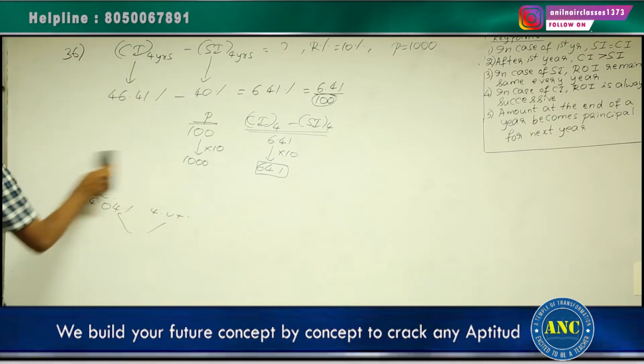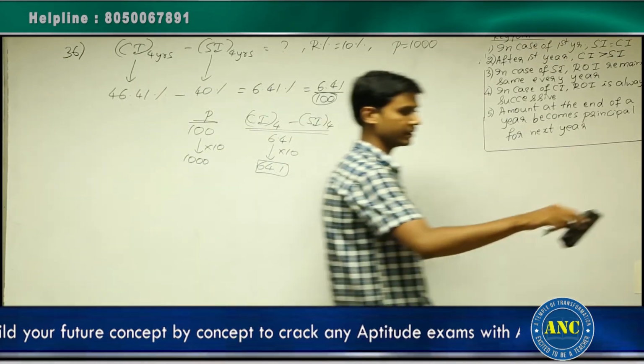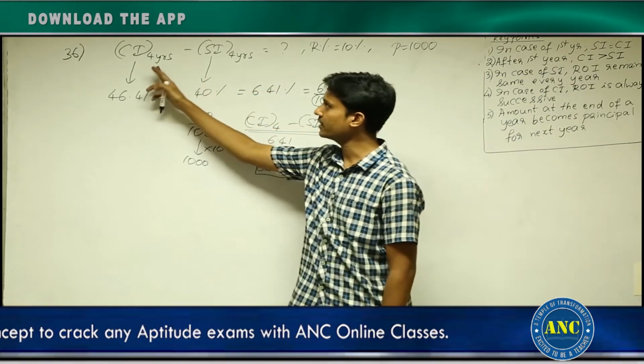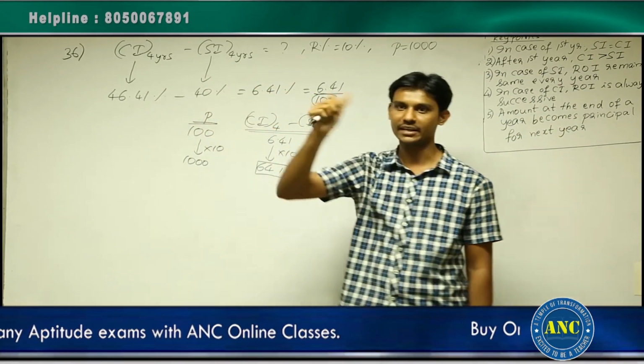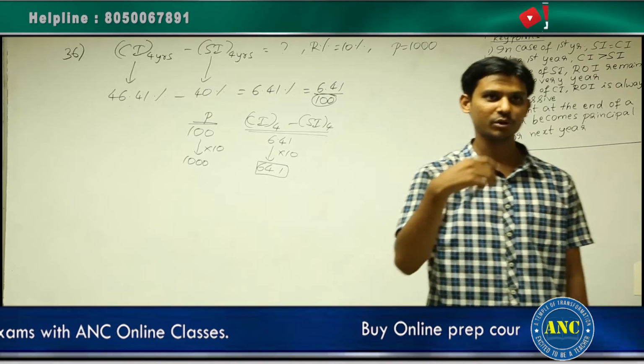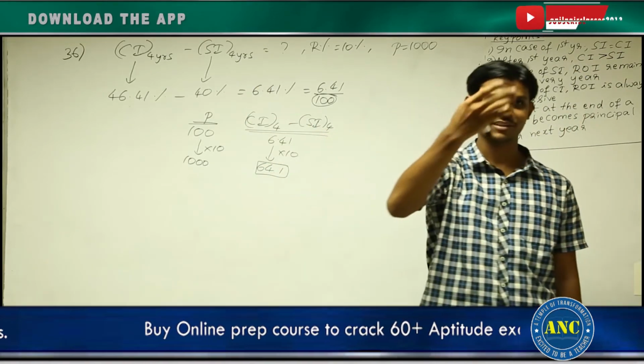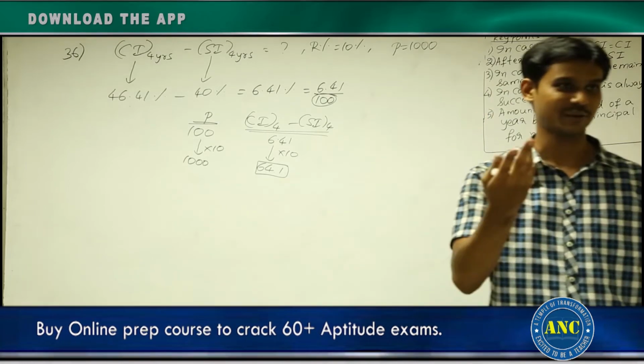So the answer is 1000. See here, suppose compound interest for 3 years minus simple interest for 3 years, there is a formula in your textbook. For 2 years, there is a formula. For 4 years, they will put it in a box. I told you for the demo student, it is out of syllabus. What will you do?